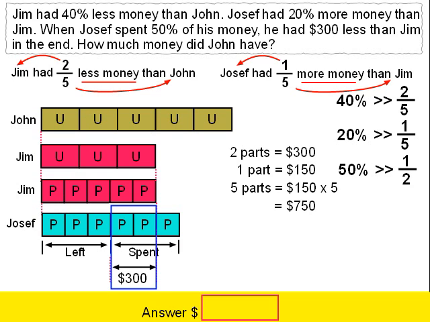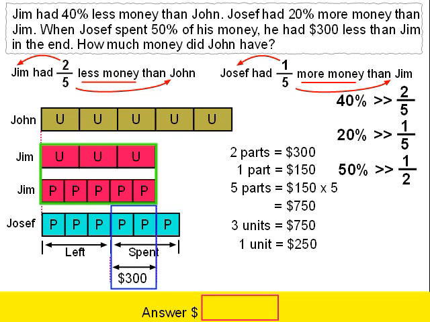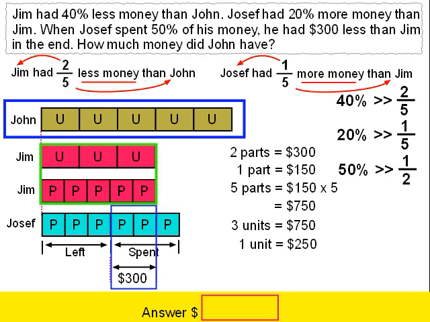Because we know that 5 parts is equivalent to 3 units here. Got it? So that means to say that 3 units will also be equal to $750. And therefore 1 unit will be equal to 750 divided by 3, which is $250. So if 1 unit is $250, John had a total of 5 units here. So John had a total of 250 multiplied by 5, which is equal to $1,250. Hence the answer: John had $1,250.